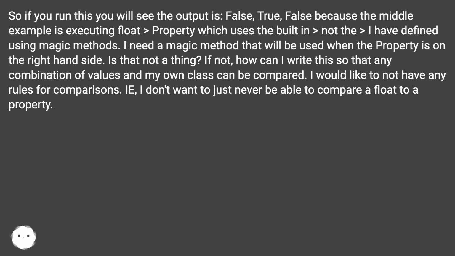If not, how can I write this so that any combination of values and my own class can be compared? I would like to not have any rules for comparisons. I don't want to just never be able to compare a float to a property.